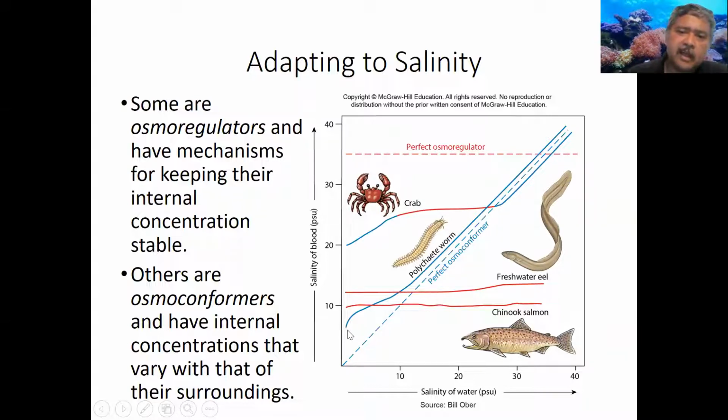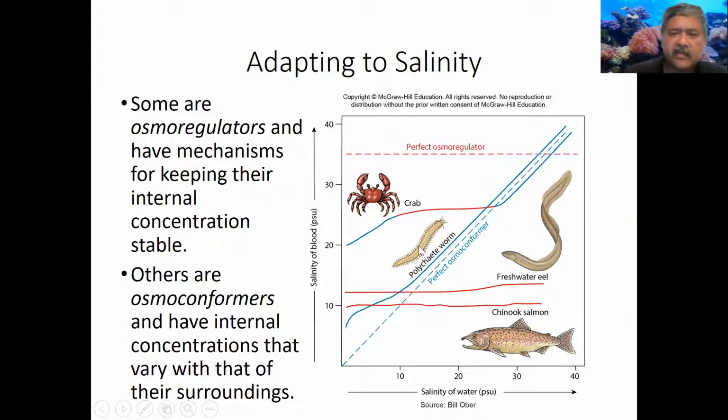Well, over here, this blue line for a polychaete. A polychaete is a worm that has these little legs on it. These are not legs. These are pseudopods that it uses for breathing. And so the polychaete worm actually is an osmoconformer. And so the concentration of fluids inside the polychaete hopefully match wherever it is.